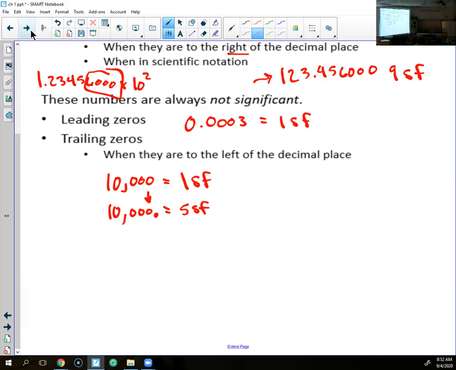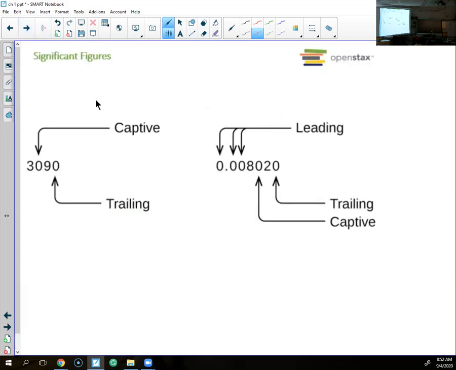Okay, so here we go. Here's just an example. We have 3090. This is captive, this is trailing. So tell your partner how many sig figs in this number right here. 3 sig figs. Good answer. Okay, tell your partner how many sig figs in this one. Okay, I heard that answer pretty quick. 4. These don't count. Everything after does. This 0 counted because it was to the right of a decimal. This one did not count because it was to the left of a decimal.